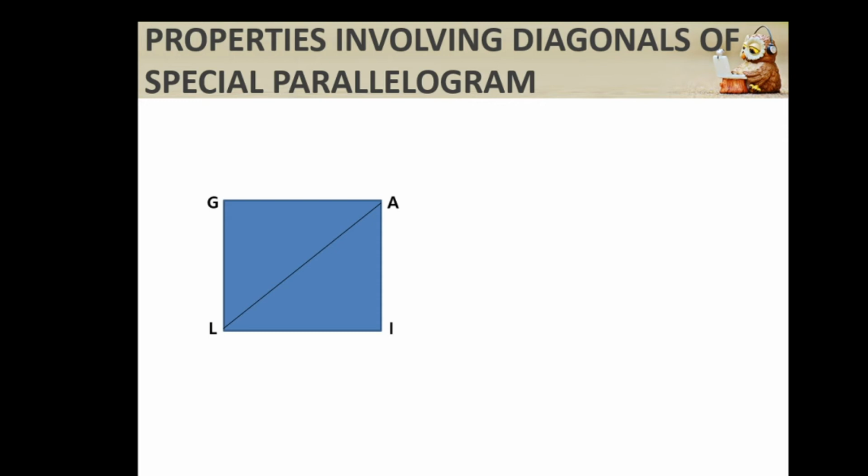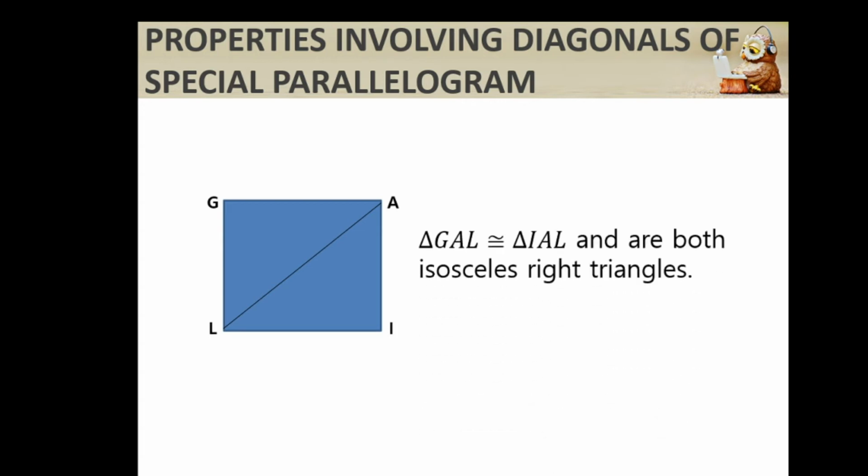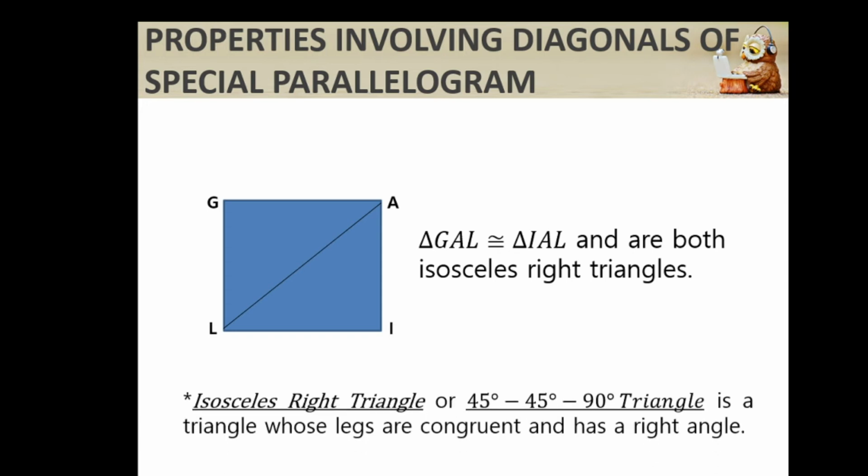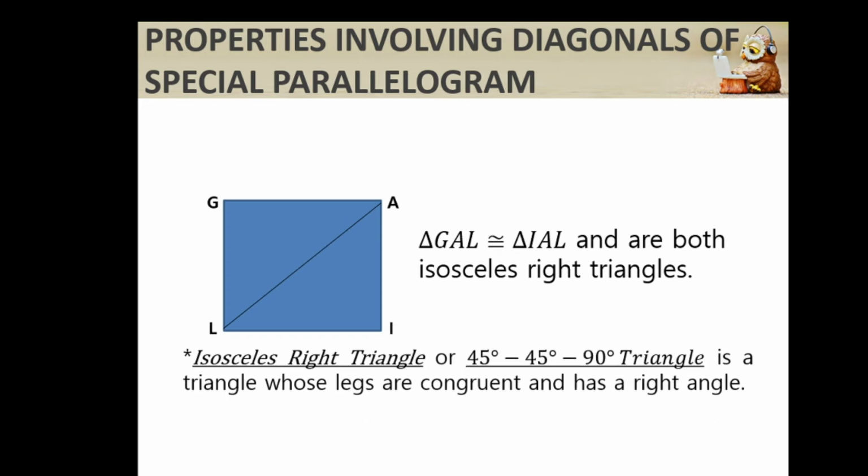In this figure, line segment AL divides the parallelogram GALE into two congruent triangles, triangle GAL and triangle AEL, and they are both isosceles right triangles. When we say isosceles right triangle, it is also known as the 45-45-90-degree triangle. It is a triangle whose legs are congruent and has a right angle.